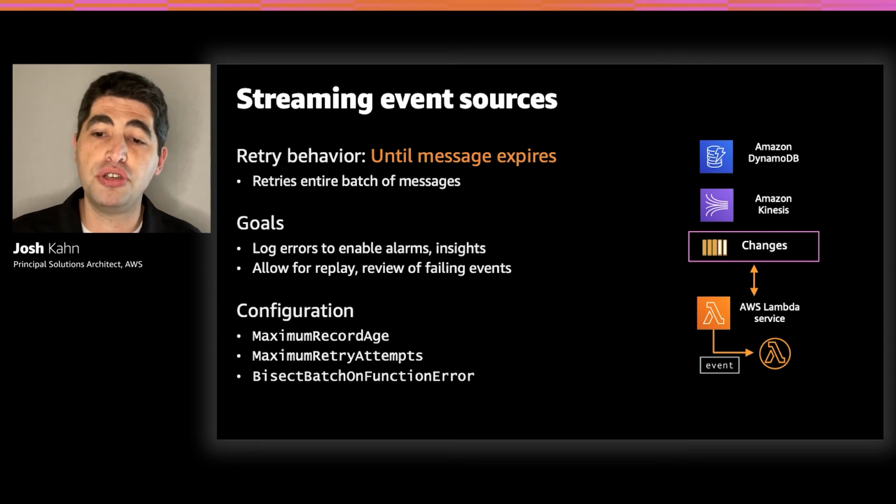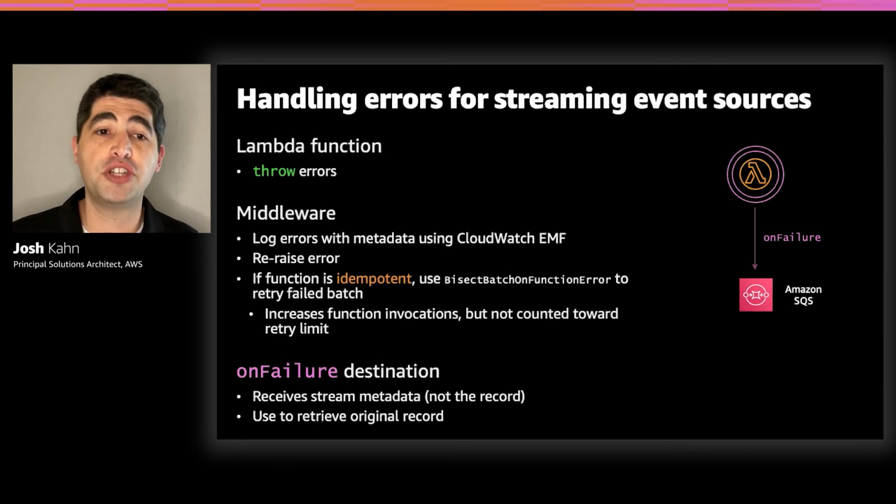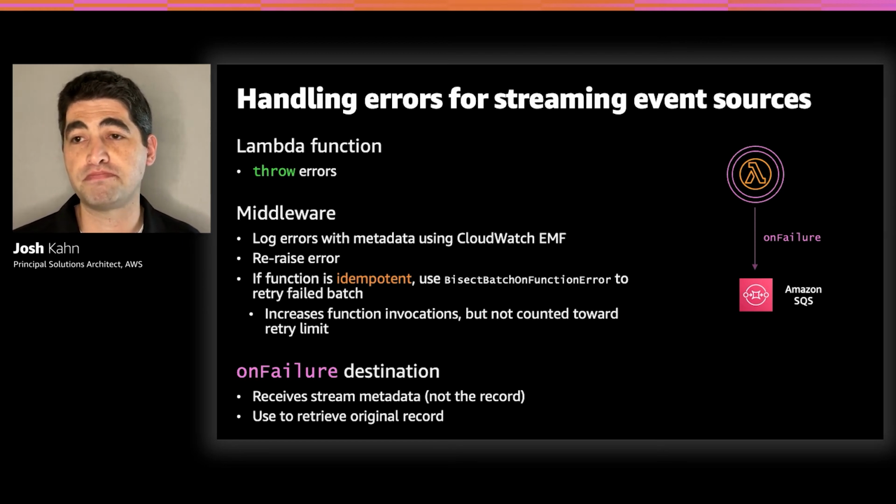Now, if you do choose to use that bisect on batch type approach, it's important that your function be idempotent, which means it can run multiple times successfully without additional side effects. So bisect on batch is a very powerful feature, but it's important to understand what it means. That also does increase your function invocations, but it's not counted toward the retry limit.